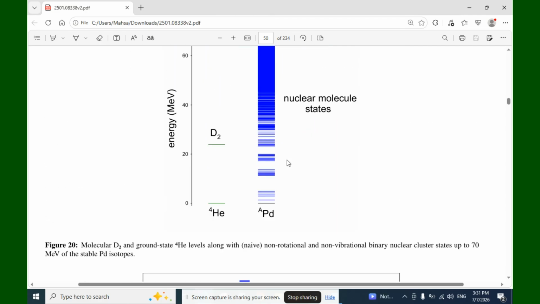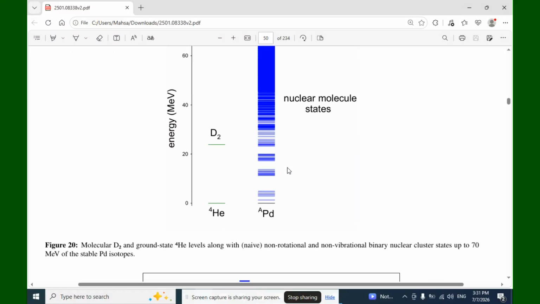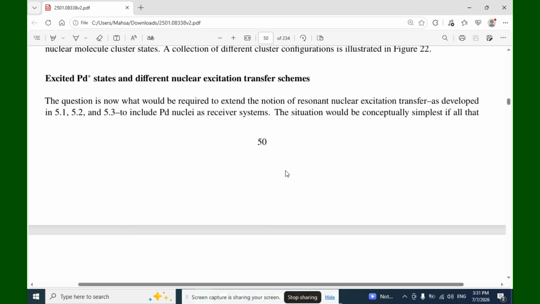So Figure 20 illustrates a molecular deuterium-deuterium and ground state helium-4 levels along with naive, non-rotational and non-vibrational binary nuclear cluster states up to 70 megaelectron-volt of the stable palladium isotopes. Figure 21 illustrates the distribution of nuclear molecular cluster state lifetimes by order of magnitude. Now I want to go through the excited palladium storage states and different nuclear excitation transfer schemes.